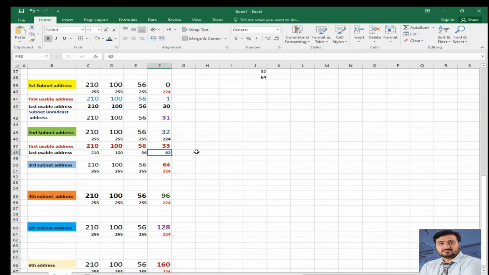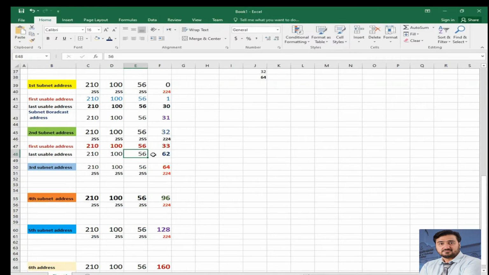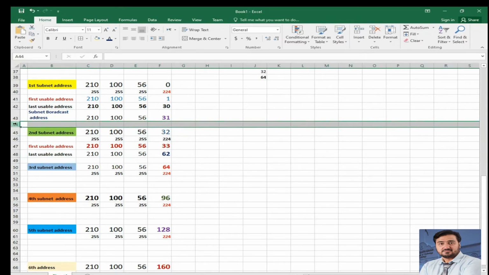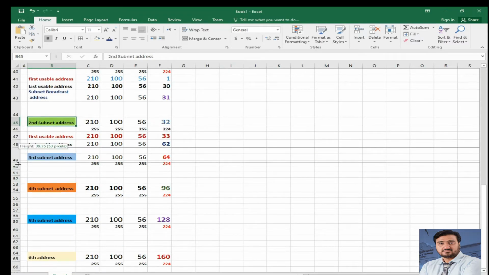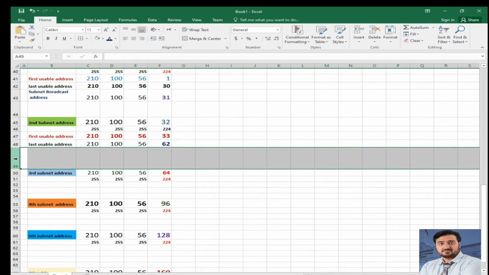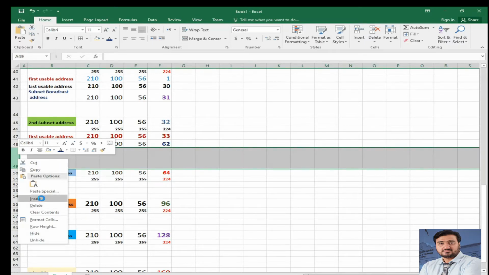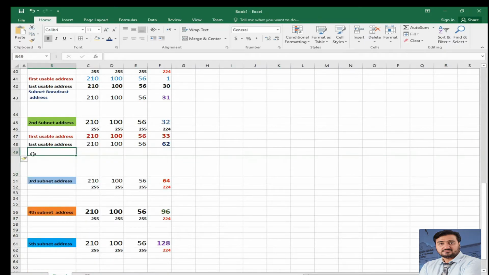Let me increase the font size. 62, so this is our last usable address of the second subnet. This is our first subnet, this is our second subnet. For the third subnet, let me give a little bit of space in between. Insert row. So the last usable address is 62. So what is the subnet broadcast address of the second subnet? What is the broadcast address?